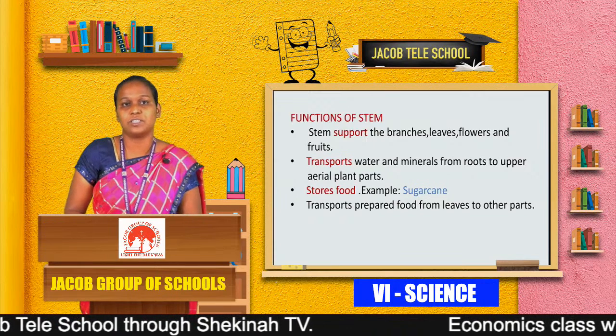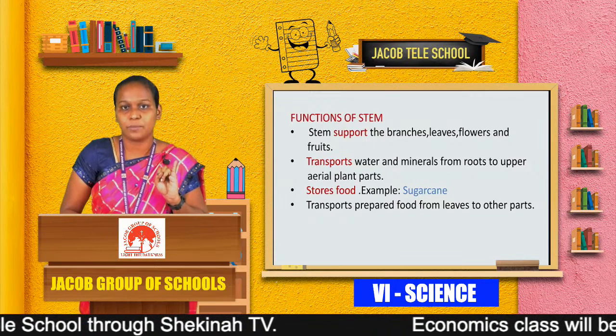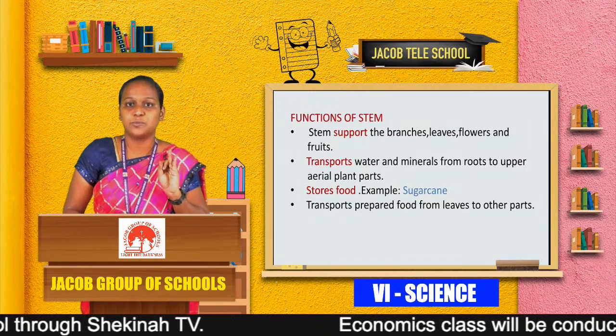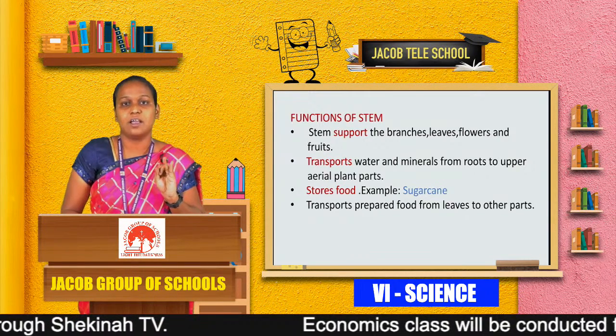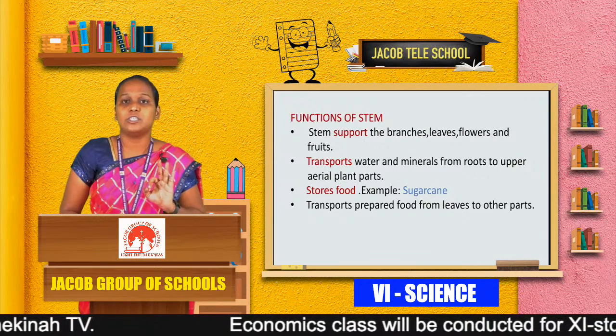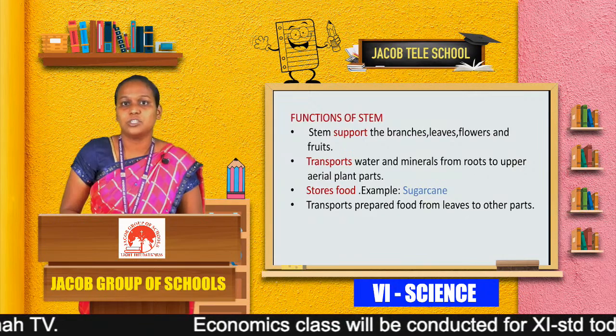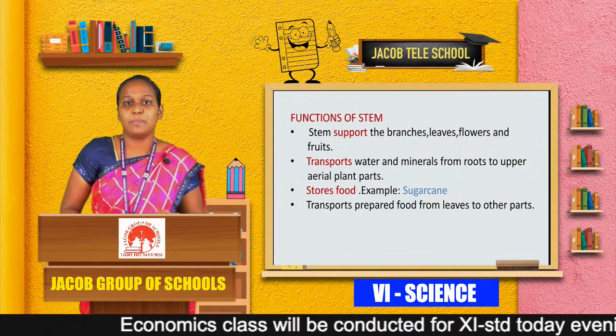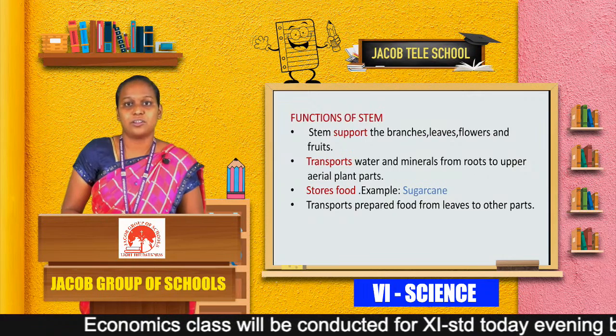What are the functions of the stem? First one, it support the branches, leaves, flowers and the fruits, and transport the water and minerals from the roots to the upper aerial parts. And third one, it stores the food, example sugar cane. And fourth one, it transport prepared food from the leaves to the other parts of the plant.